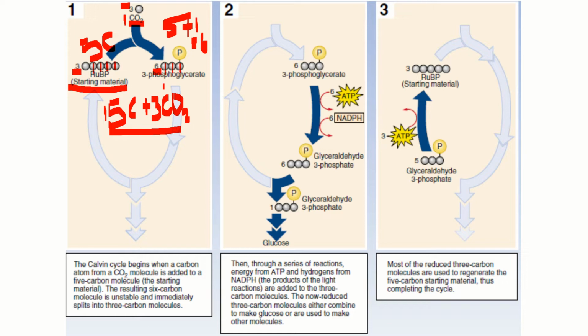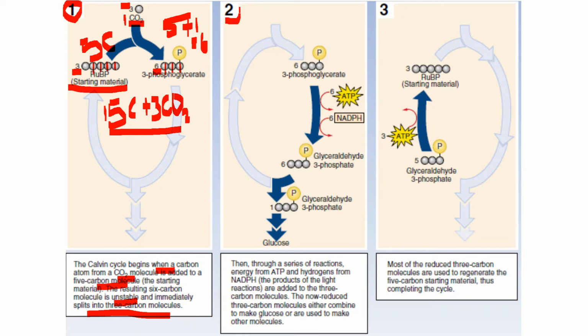So the first product is produced, and the carboxylase enzyme is there, ribulose 1,5-bisphosphate carboxylase. Already we found the name of this enzyme in a previous slide also. Okay. You see, the Calvin cycle begins when a carbon atom from a carbon dioxide molecule is added to a 5 carbon molecule. The resulting 6 carbon molecule is unstable, and it immediately splits into 3 carbon molecules. So this is stage number 1.